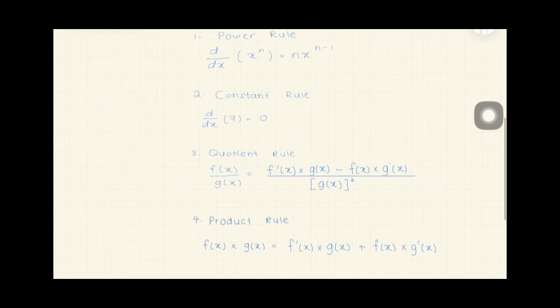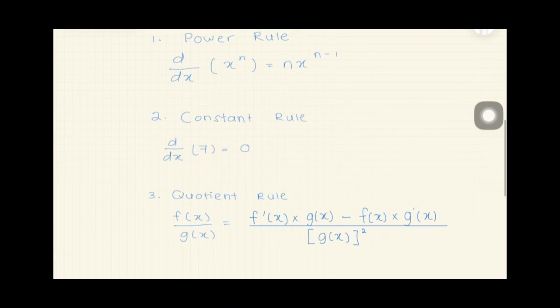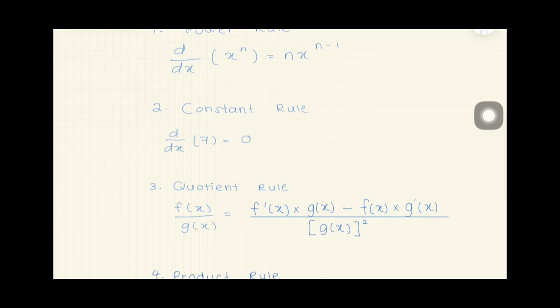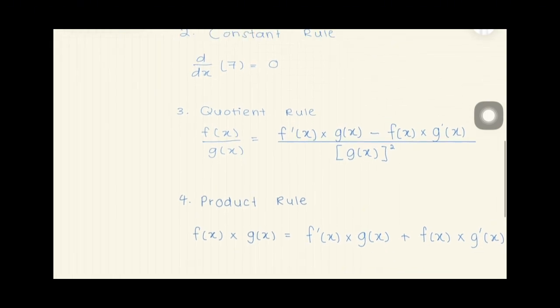The first one is the power rule. Basically, when you have x to the power of n, we need to bring the power to the front, which is n, multiplied by the variable x, and then the exponent is reduced by 1. Then we go to the constant rule: any constant will always equal 0.